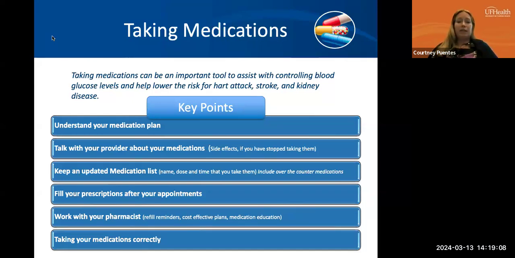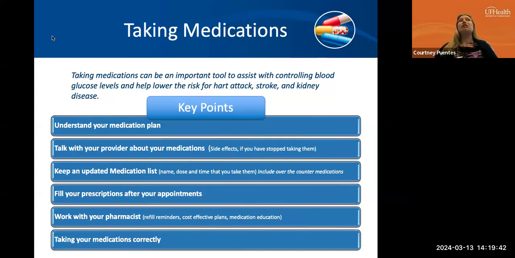Keep an updated medication list of names, dosages, times, all those good things to know, including over-the-counter medications. Do not rely on your memory. I can tell you, I try that sometimes and it never goes well. Fill your prescriptions after your appointment. That's another good, solid piece of advice, because things are going to happen. Things are going to get busy, and then something else is going to come up. You want to implement your new treatment plan that day.